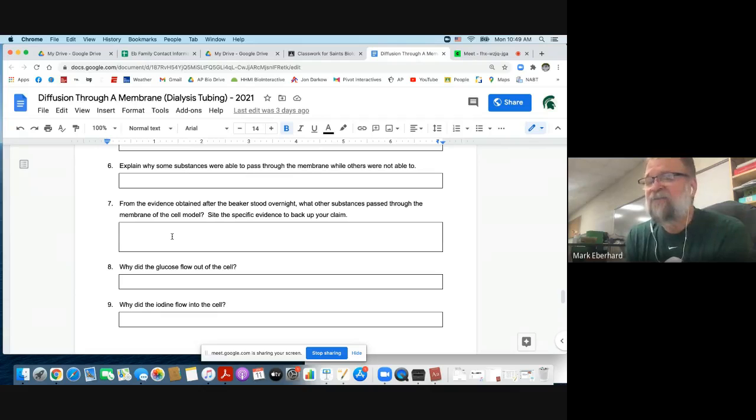So iodine and glucose passed through because they could fit through the microscopic holes. Starch did not pass through because it was not capable of fitting through the microscopic holes.